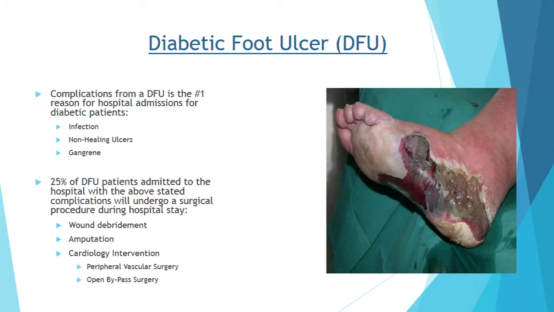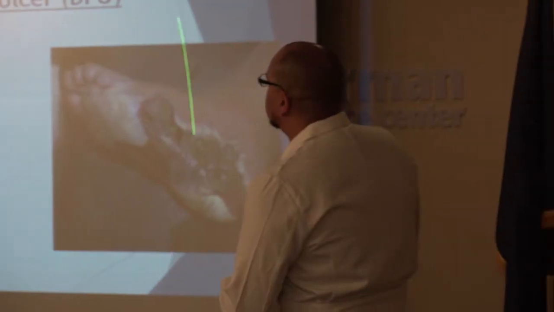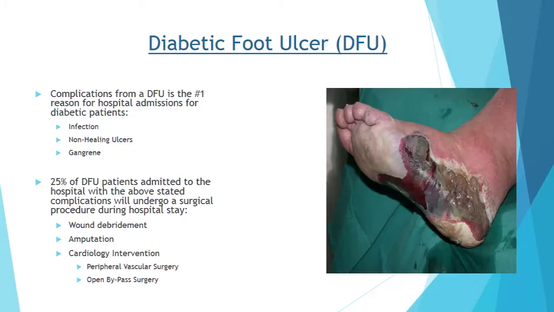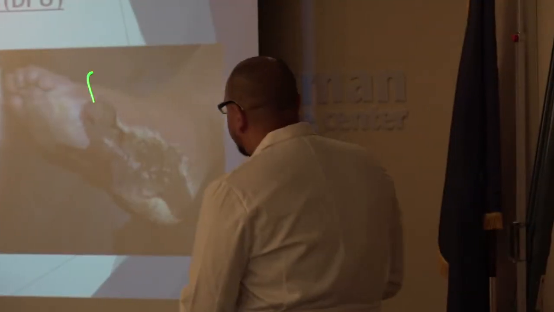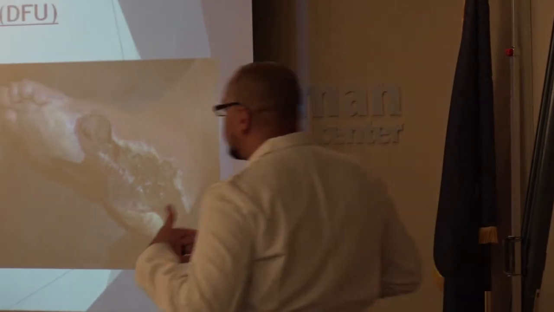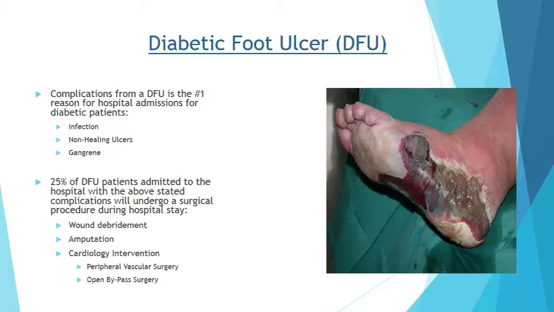So, this is real. This is what I see on a regular basis at this hospital for consultations. Complications from a diabetic foot wound is the #1 reason diabetics are admitted to the hospital, whether it's for infection, a non-healing wound, or even gangrene. 25% of diabetic foot ulcer patients admitted to the hospital with one of the above stated complications will undergo a surgical procedure during that stay, whether it's a debridement by cleaning up some of this dead non-viable tissue, or an amputation, or a cardiology intervention to improve circulation to the foot so that wound can heal.